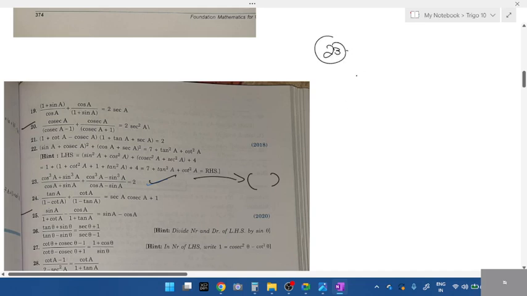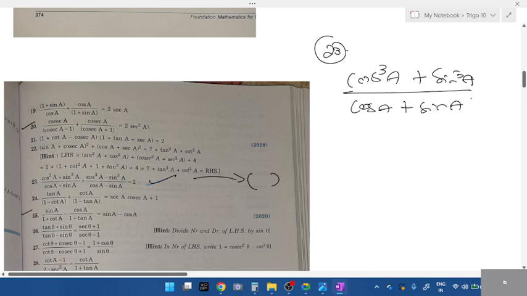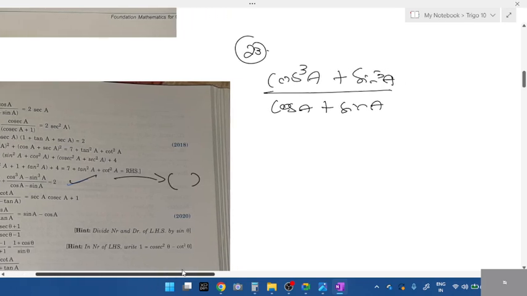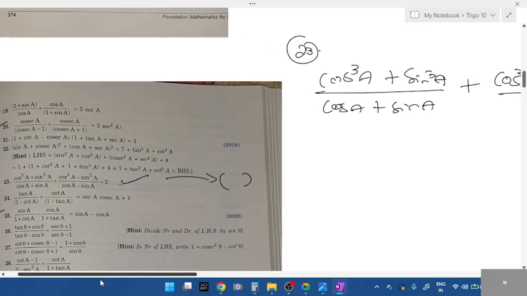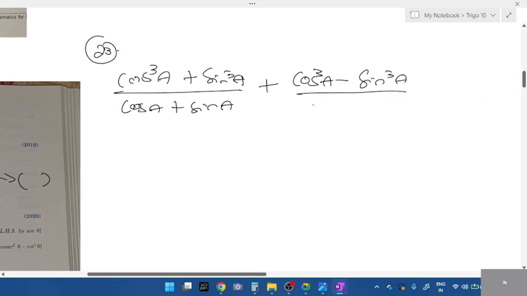After break, we'll complete. Cos cube A plus sine cube A divided by cos A plus sine A. If you expand it, the denominator will get cancelled. And you can add and subtract to get the value too. Simple concept. Next, cos cube A minus sine cube A divided by cos A minus sine A is equal to 2. Okay, we'll complete this.